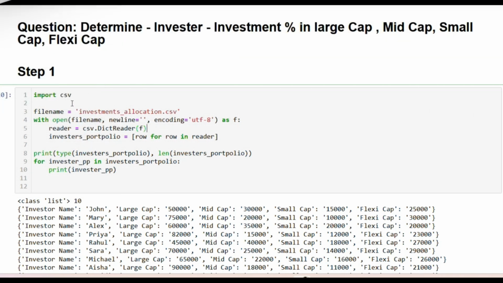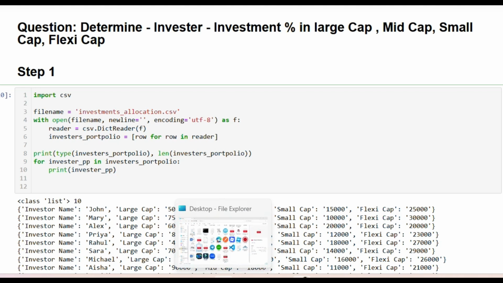In this case, we are importing the CSV. You can see it on the screen. We have given the investments_allocation.csv file. In order to read this CSV file, we are importing the CSV package. From here, there is a method, DictReader. From there, we are reading this information.